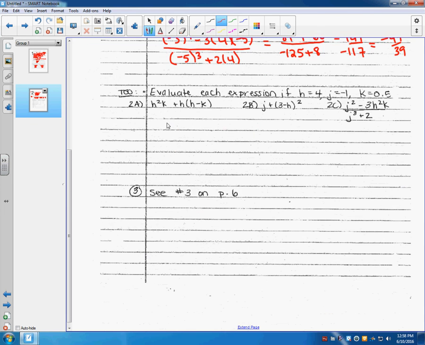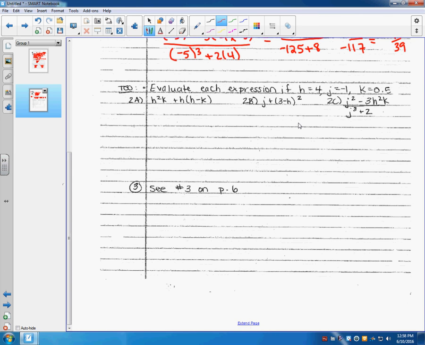For this last part, evaluate each expression if h is 4, j is negative 1, and k is 0.5. I want you to try 2a, 2b, and 2c. I am just going to put the answers up. If you get them wrong, you're going to ask me in person tomorrow. And don't erase your work. If you get it wrong, I'd like to see where you messed up so that way we can fix that problem. If I just keep showing you the right way all the time, you're never going to learn whatever mistake you're making, and then you'll keep making that mistake again.